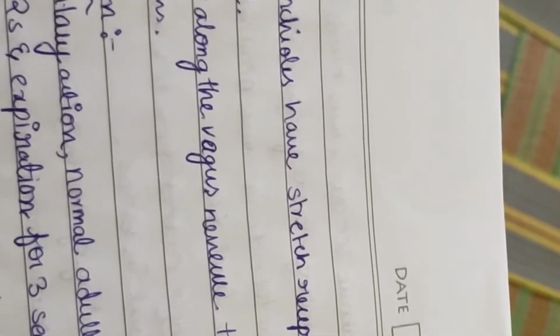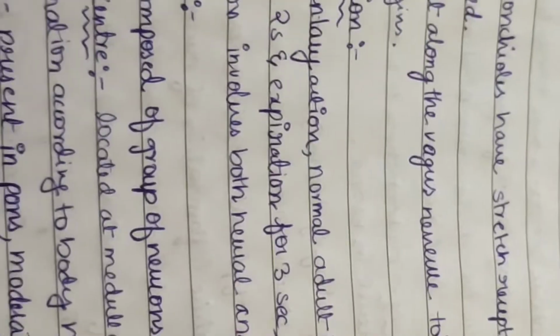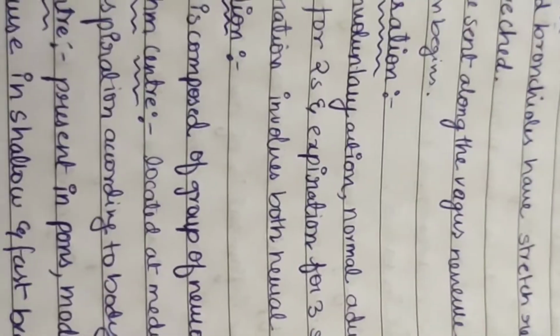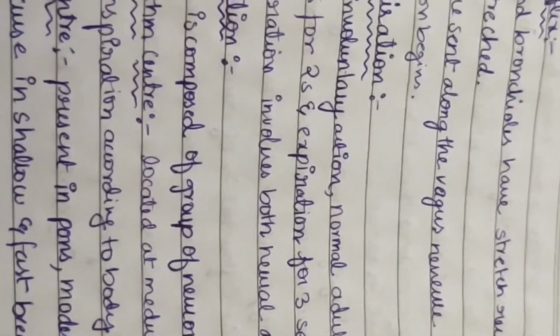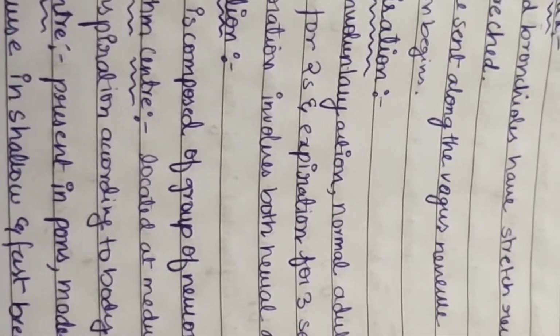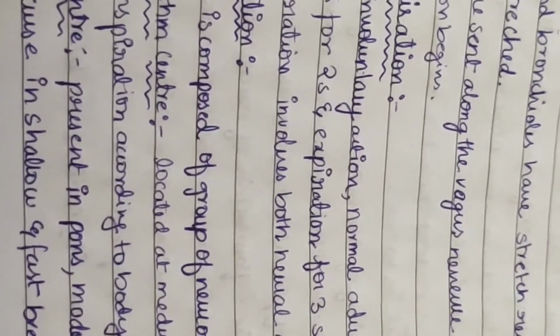Now, regulation of respiration. Breathing is an involuntary action. Normal adults breathe 12 to 16 times per minute, where inspiration lasts for 2 seconds and expiration for 3 seconds. An infant breathes 44 times per minute. Regulation of respiration involves both neural and chemical control.